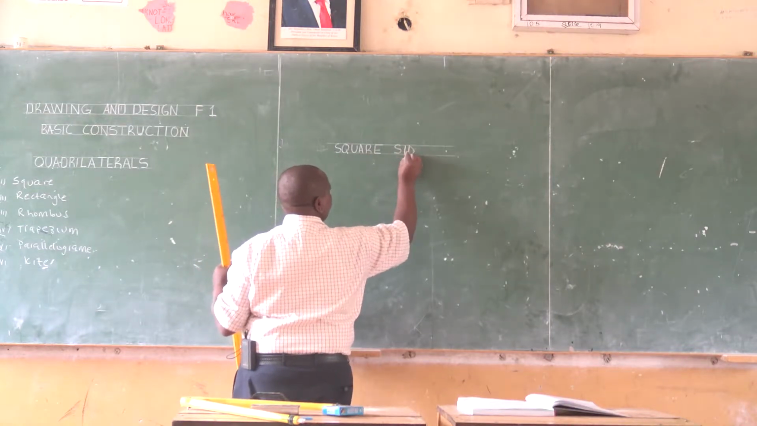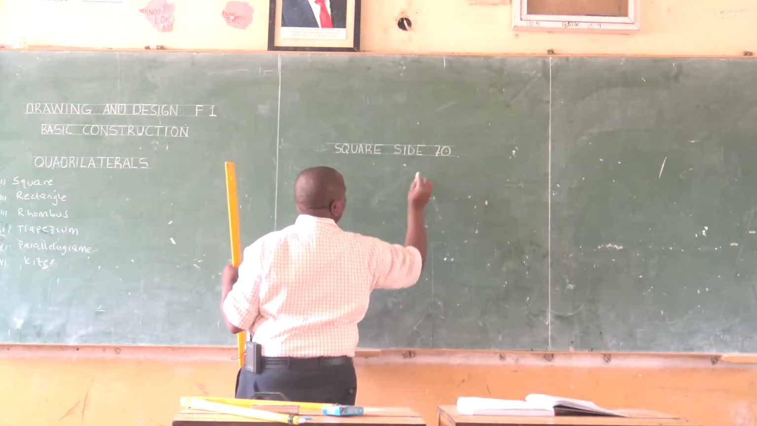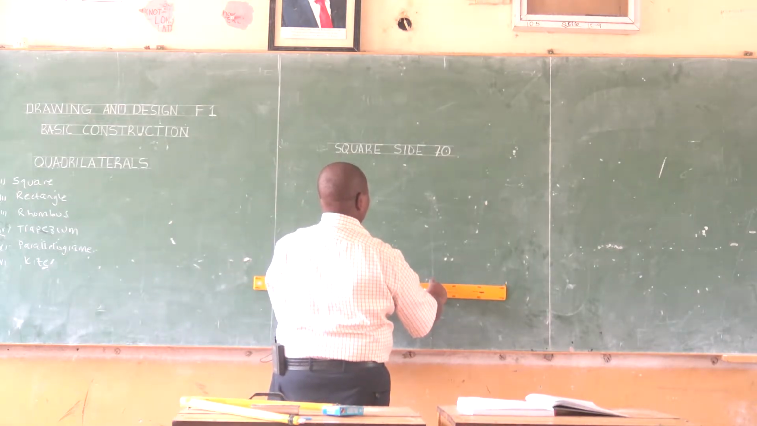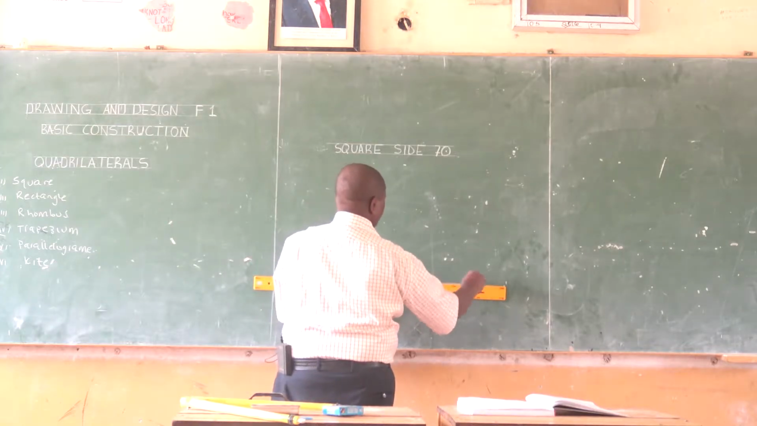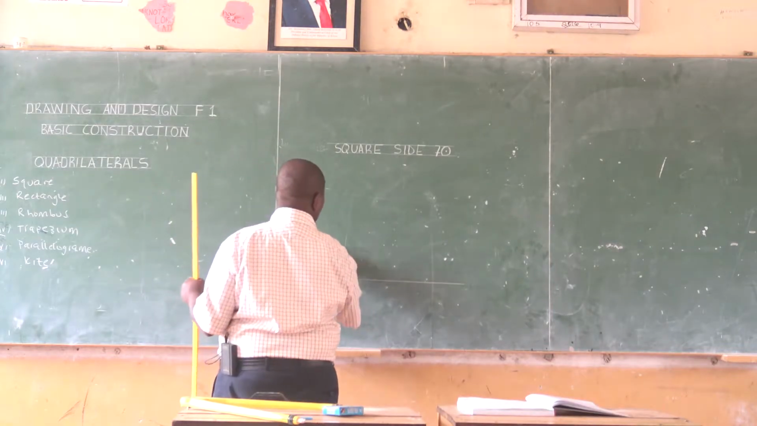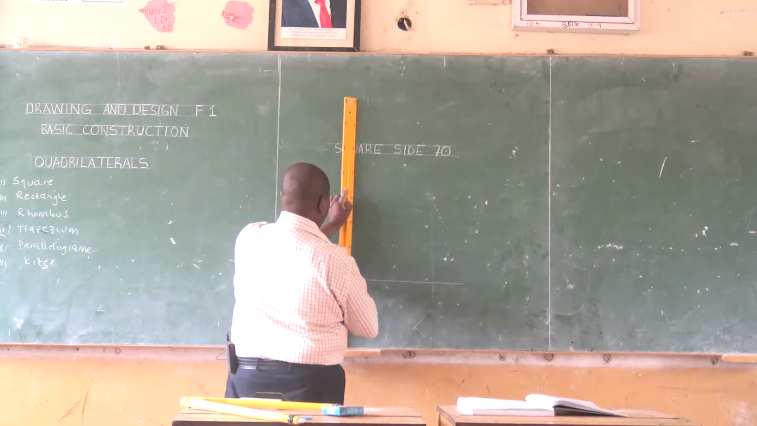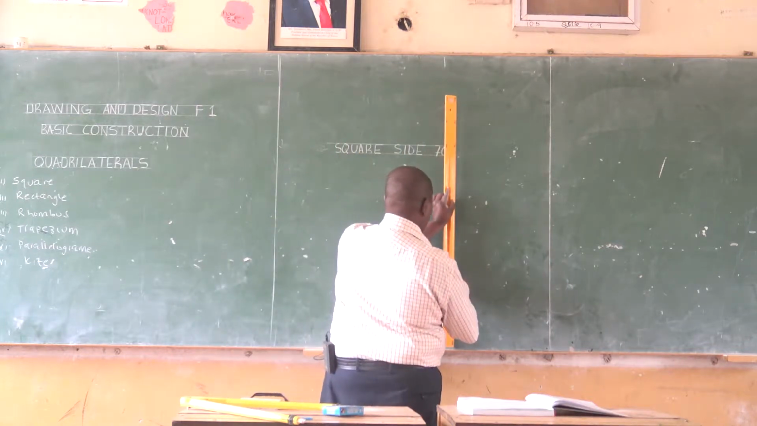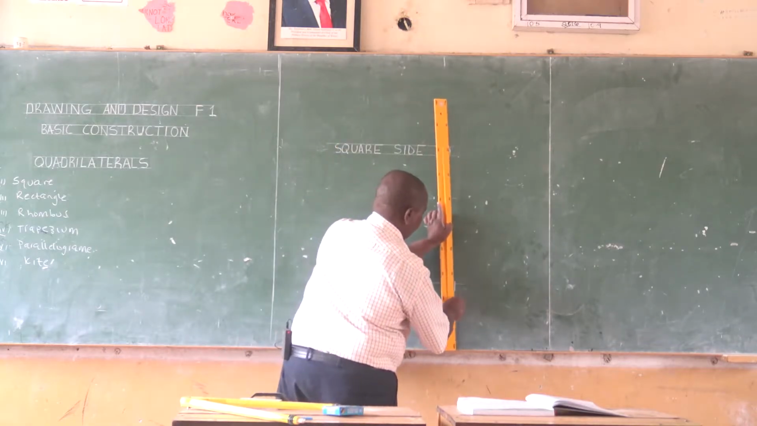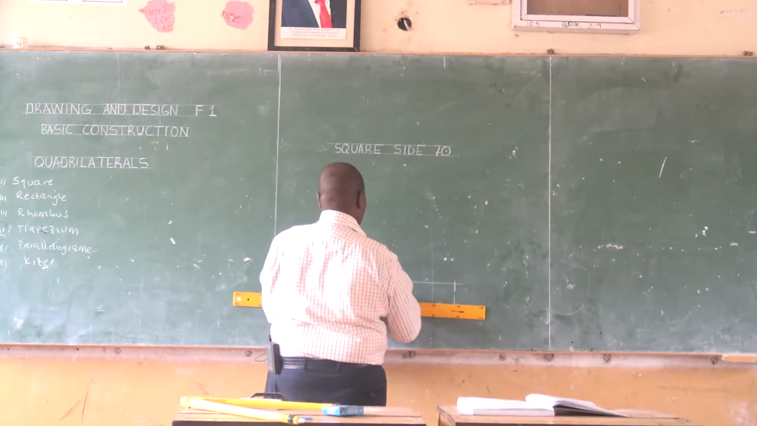Side 70. As we said earlier, all measurements are in millimeters, and therefore we don't write the units. There's no need. All dimensions are in millimeter. When we require to use another one, we specify, but otherwise all dimensions are in millimeter. Now, to start with, we have our length, and we have said that the length AB is 70.